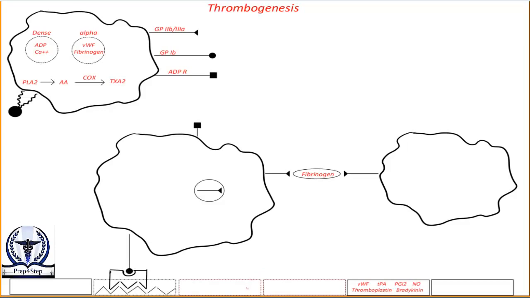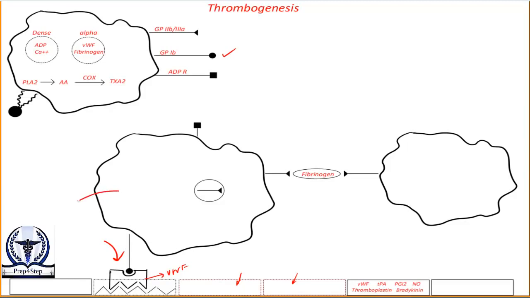Initially, there has to be some endothelial damage. As you can see, these are endothelial cells down here, and their walls have been damaged. Once that happens, they will release their von Willebrand factor, which is this guy right here, and it will bind to the subendothelial collagen. Then platelets that are coming by will use their glycoprotein 1b to bind to the von Willebrand factor. When that happens, they will release their dense and alpha granules.